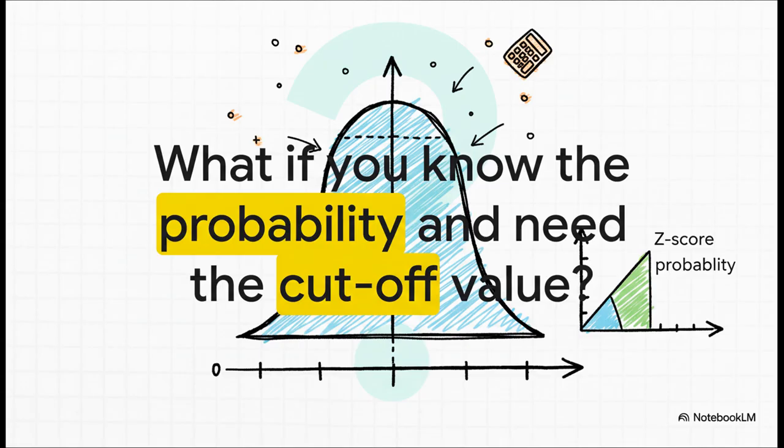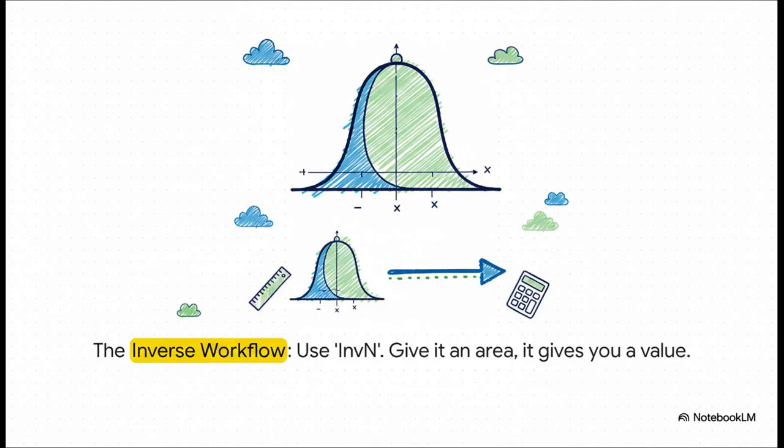For example, let's say a school wants to give an award to the fastest 10% of students who take a test. What's the maximum time a student can take and still get that award? For that, we use the inverse workflow. And you guessed it, your calculator probably has another magic button for this, often called inverse normal or INVN. It's built for exactly this scenario. You feed it the area, in our example, the fastest 10% or 0.10, and it spits back the boundary value, the exact exam time that separates the top 10% from everyone else.